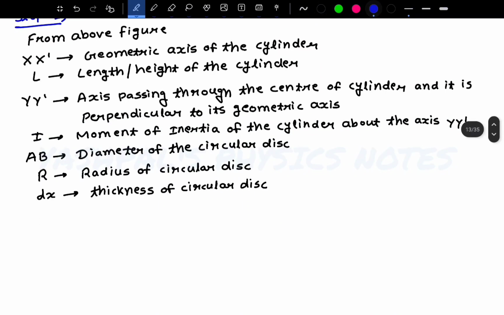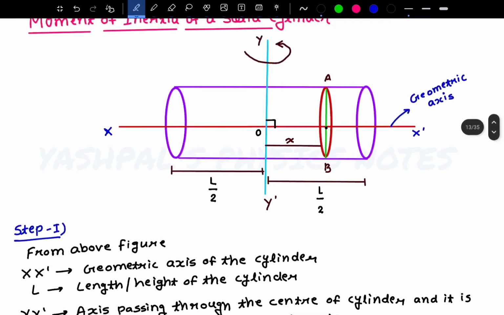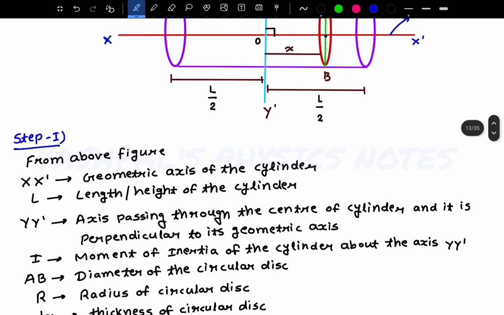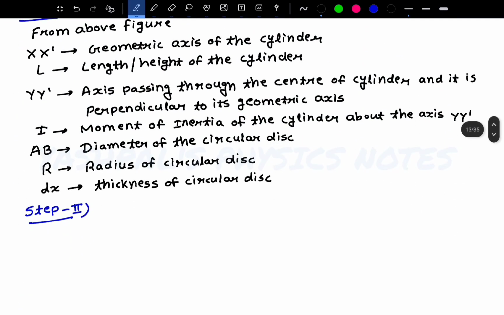Now in step number 2, here I am writing step 2. In step number 2, we are going to find the volume of circular disc of the cylinder. Here I have shown circular disc with red color. So here I am writing in step number 2, volume of circular disc of the cylinder.